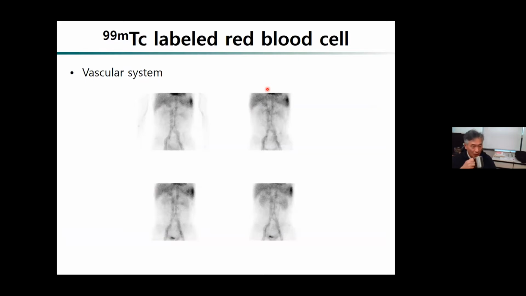And we can label technetium to blood components. Especially red blood cells, RBC, labeled with technetium HMPAO, and after the labeling of the RBC, we re-inject them into the patient, and then you can see the blood vessels in the human body.